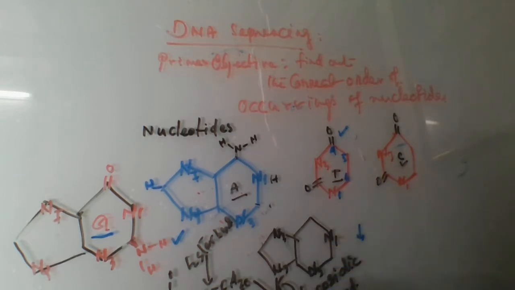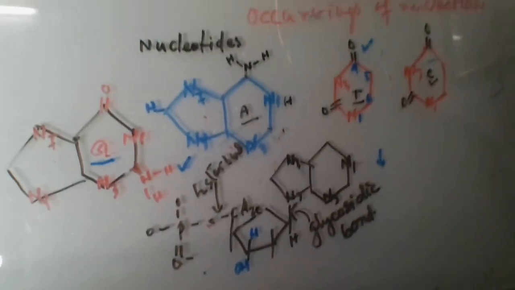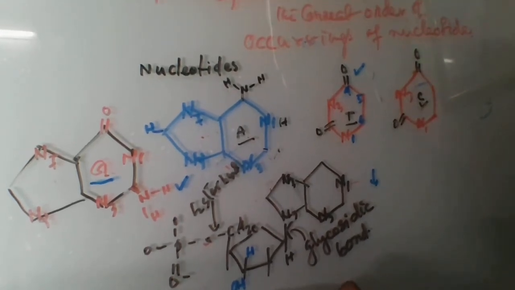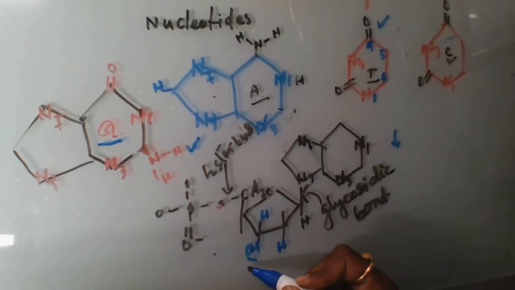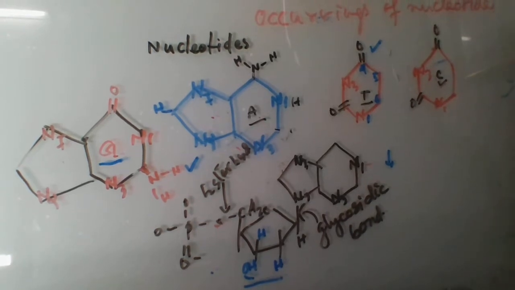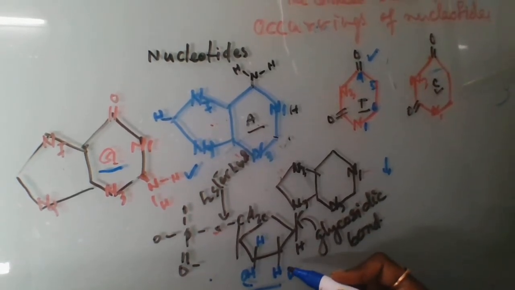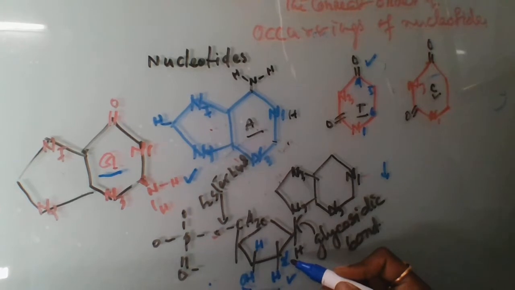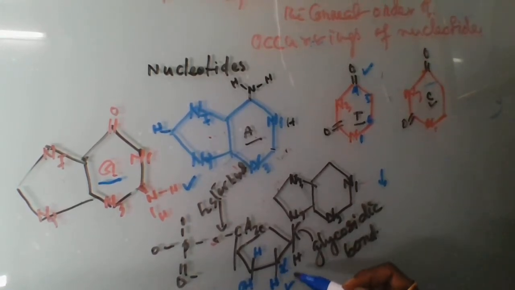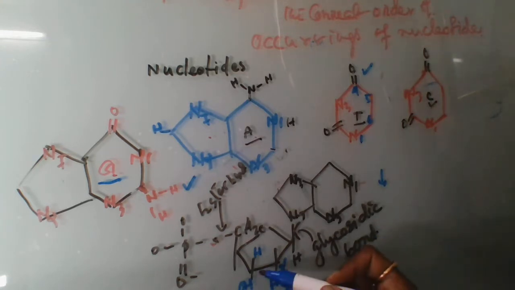So this total structure we called, please kindly note it, follow this thing. Here you see this hydrogen, normally this is called deoxyribosugar, because the 2 prime position is occupied by only hydrogen and 3 prime is with hydroxyl.